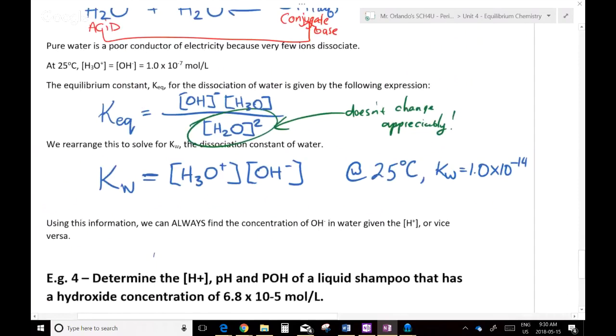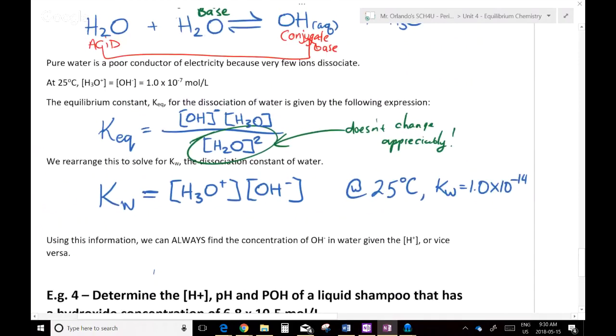Now, the neat thing is this. If you start with everything else being equal, this will actually work out to the concentration of H3O+ being equal to the concentration of OH-, and it will be 1 times 10 to the negative 7. Because 1 times 10 to the negative 7 times 1 times 10 to the negative 7 equals 1 times 10 to the negative 14. Hey, what's the pH of neutral water? 7. So neutral water has a pH of 7 because it has a concentration of H3O+ of 1 times 10 to the negative 7.